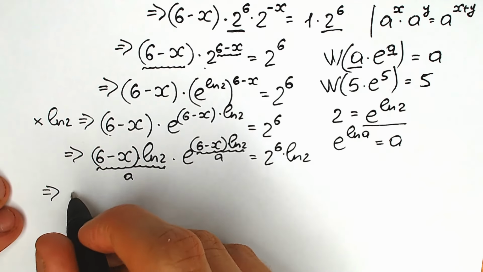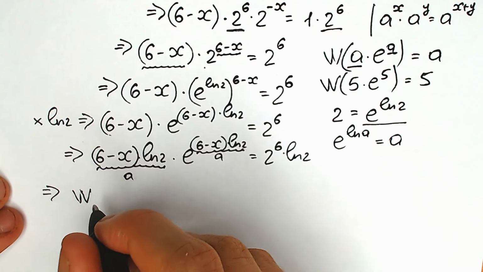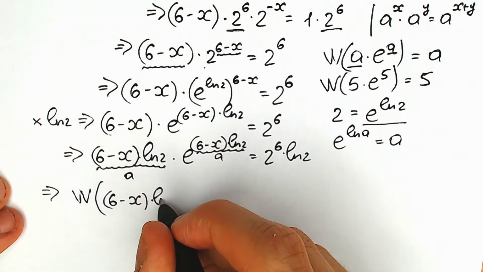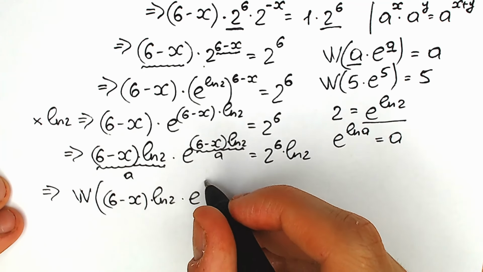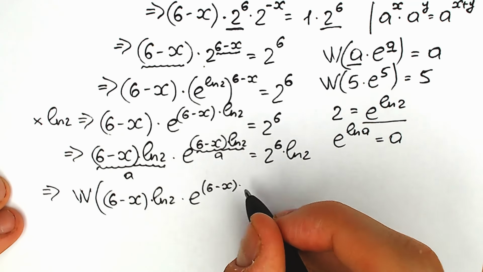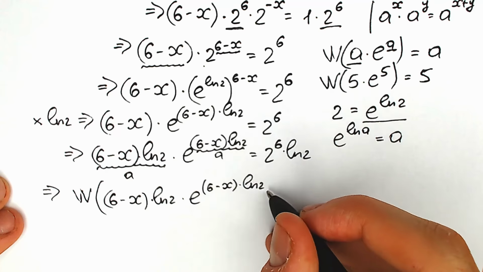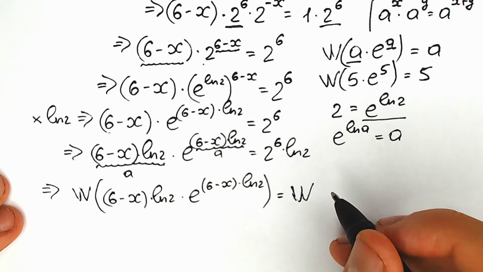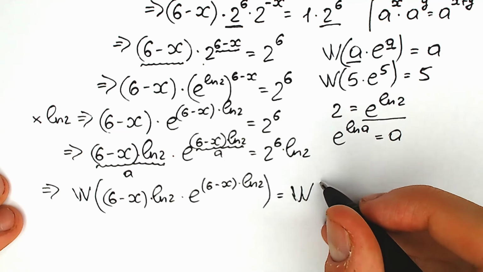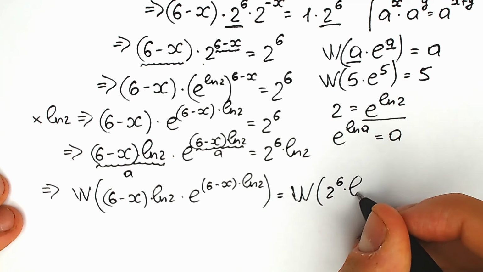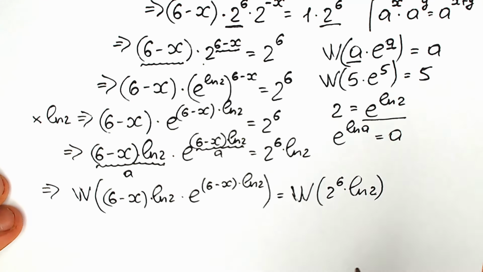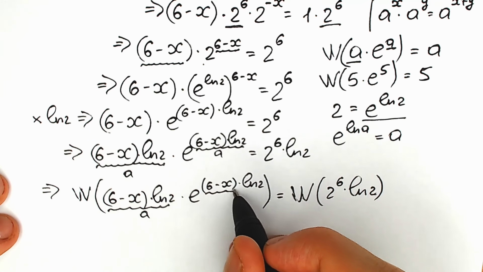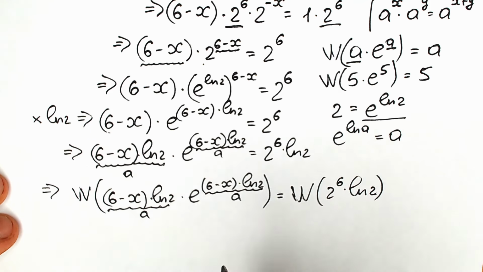Let's do this. So we have Lambert W function of our expression. So we have 6 minus x times natural log 2 times e to the power 6 minus x times natural log 2 equal to, and don't forget about the right side, because a lot of students forget about the right side. We need to apply Lambert W function on the right side as well. So we have Lambert W function of 2 to the power 6 times natural log 2. Okay, right now 6 minus x times natural log 2, this is our a. 6 minus x times natural log 2, this is also our a.